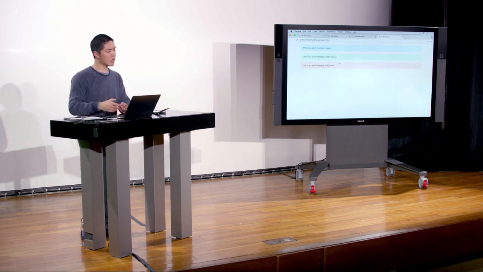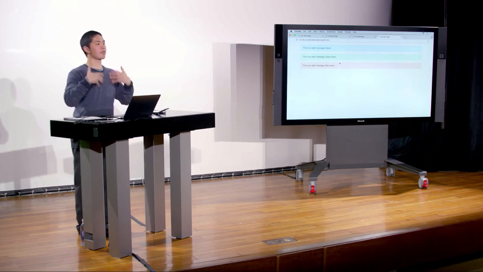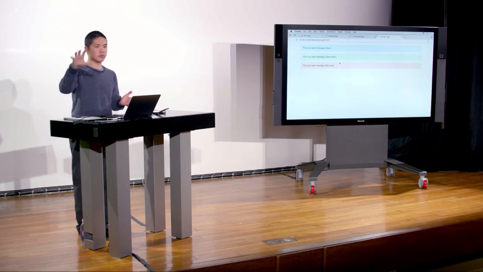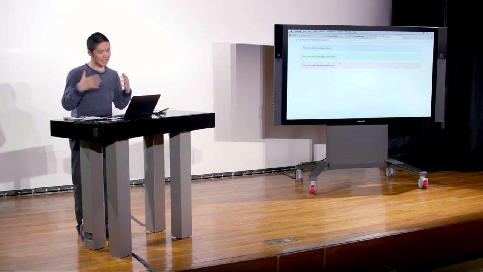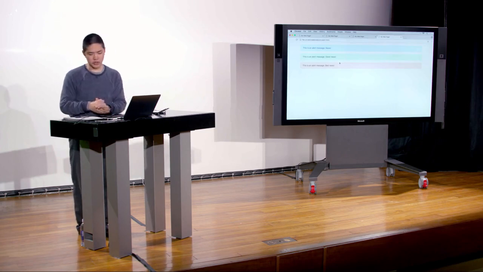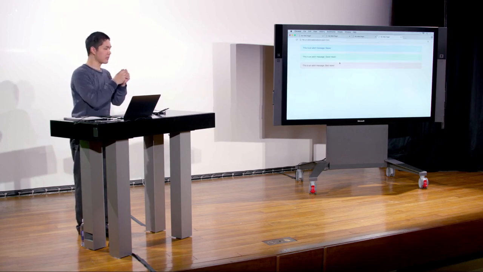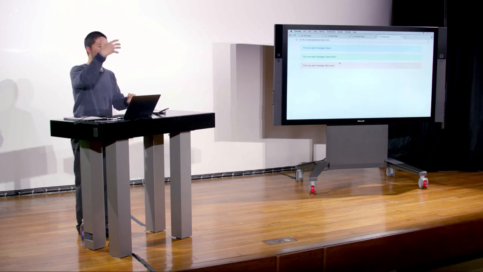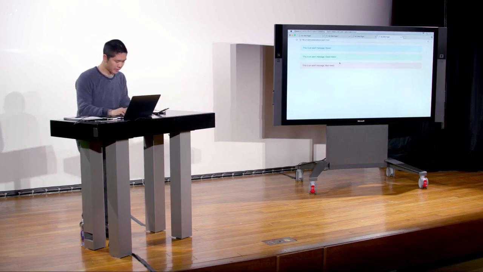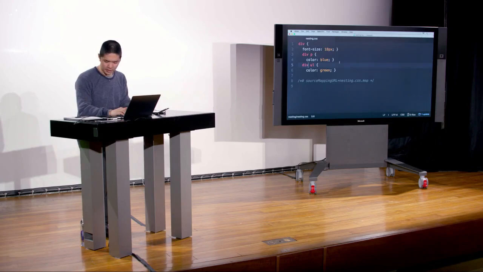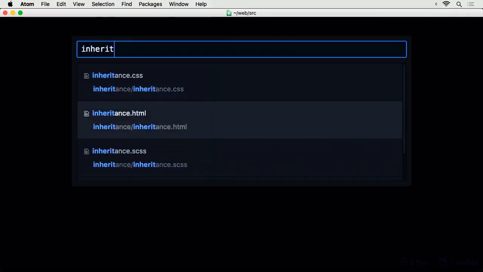Same thing for green and red. But with SCSS, we can use the concept of inheritance to factor out all of those commonalities in order to make it easier and more efficient to generate CSS that lets us have styling that inherits from some overarching property. And so let's take a look at what that looks like by opening up inheritance.html.